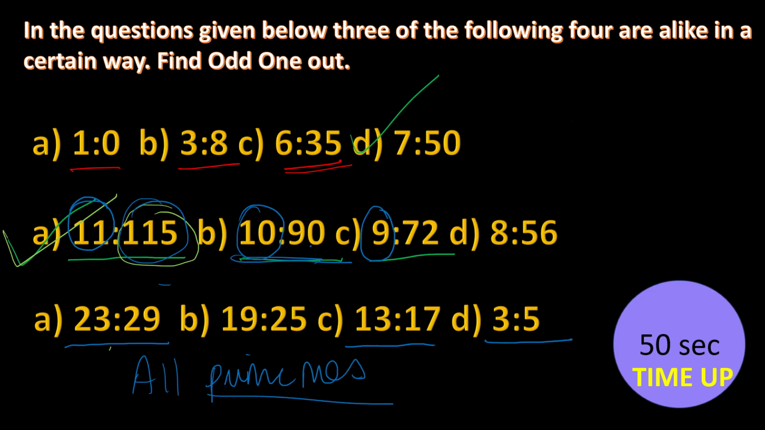But 19 is also a prime number. But is 25 a prime number? No. 25 is not a prime number because it is divisible by some other number, right? So when a number is divisible by some other number, it is not a prime number. So this becomes the odd one out. B is the odd one out here. 19 is to 25 is the odd one out because 25 is not a prime number. Rest all are prime numbers. Okay.